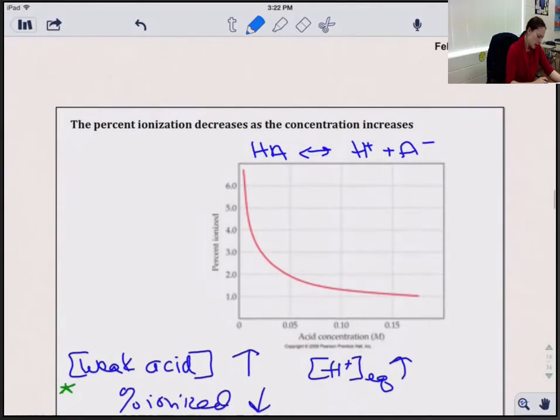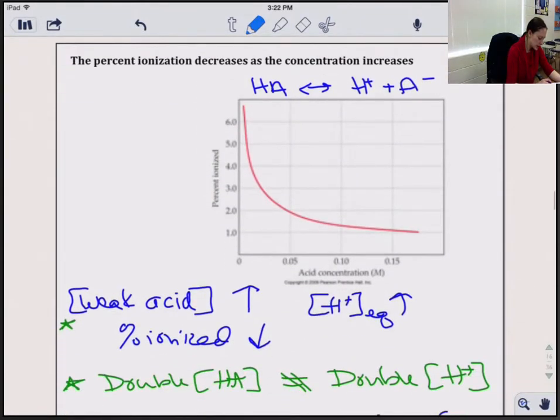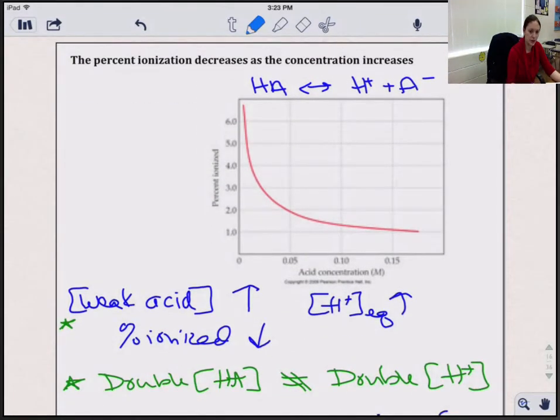Percent ionization decreases as your concentration increases. So we see our reaction here of HA falling apart into H plus and A minus. You'll do this a lot. That's an acid. An acid breaks apart into H plus and A minus. As I increase my concentration, what happens to my percent that's ionized? Well, my percent that's ionized starts to decrease.